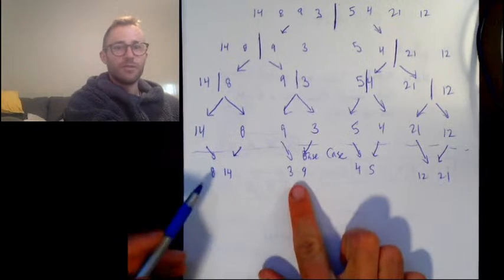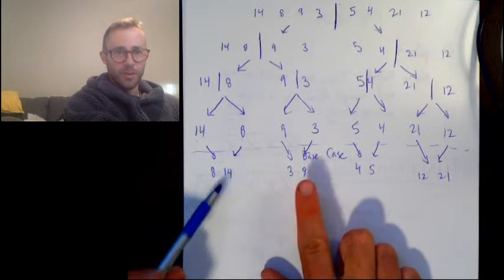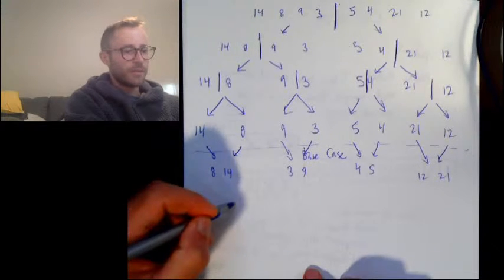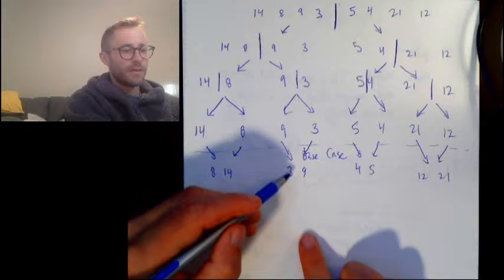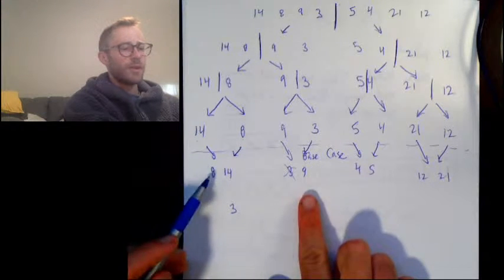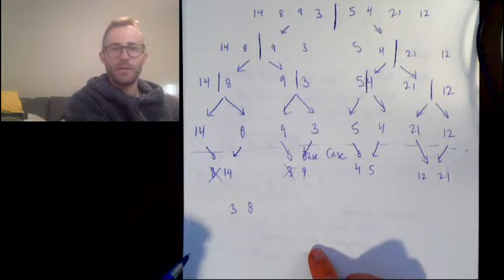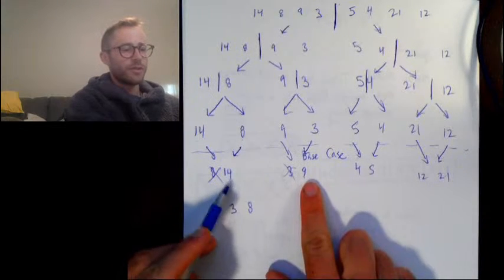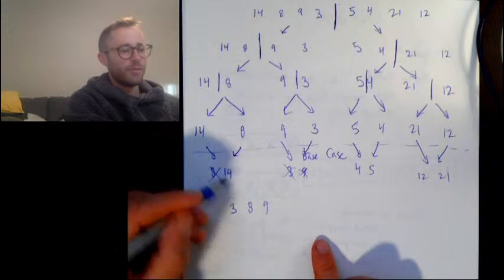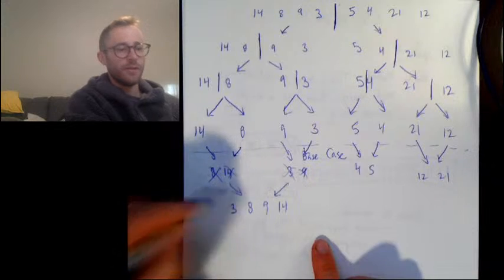So now I'm going to merge this one with this one. So doing the merge method for those two, I compare the front to the front. So I get 3. Then that's taken care of. Then I compare 8 with 9. I put 8 in. That one's taken care of. I compare 9 with 14. 9 is taken care of. And then I put 14 in. So now these two have been merged together.